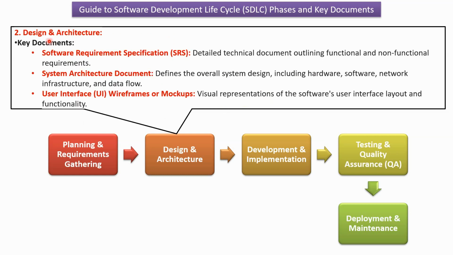The second one is design and architecture phase. We will see the key documents associated with this particular phase. The first one is software requirement specification. This is the technical document which outlines functional requirements and non-functional requirements. The second one is system architecture document, which defines overall system design including hardware, software, network infrastructure and data flow.